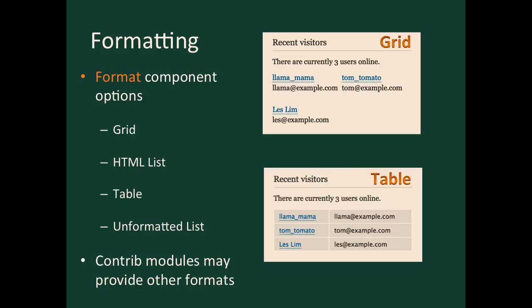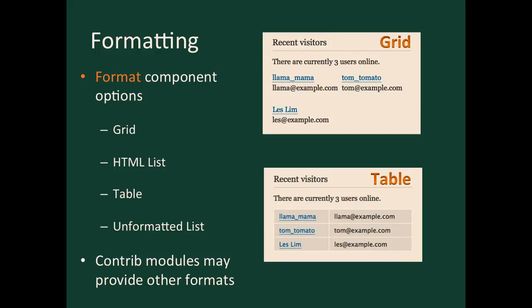There's also HTML list and unformatted list, and that's what the default Who's Online view looks like. It's just stacking the items one on top of each other. And the only difference between an HTML list and an unformatted list is that an HTML list uses like a UL element or an OL HTML element, whereas an unformatted list uses a div element. There's otherwise very little difference between those 2.